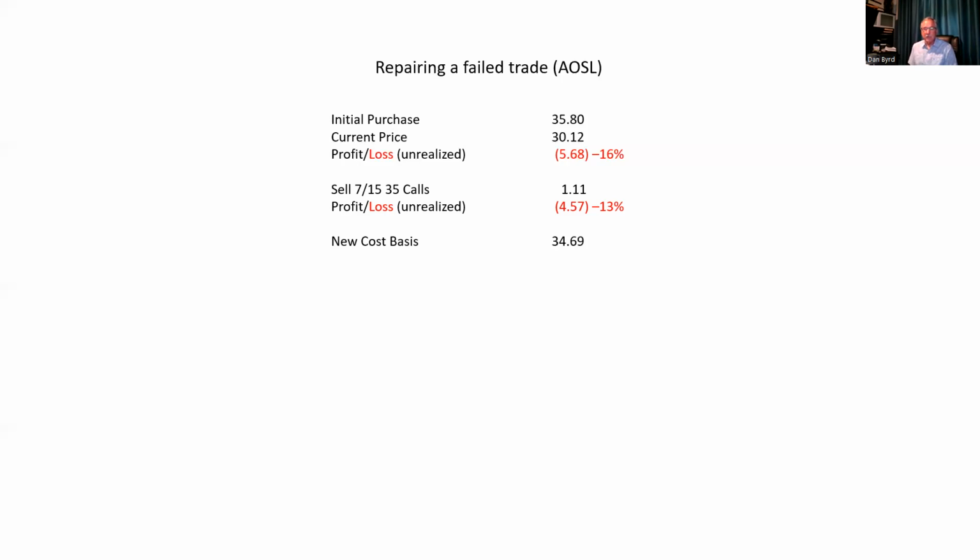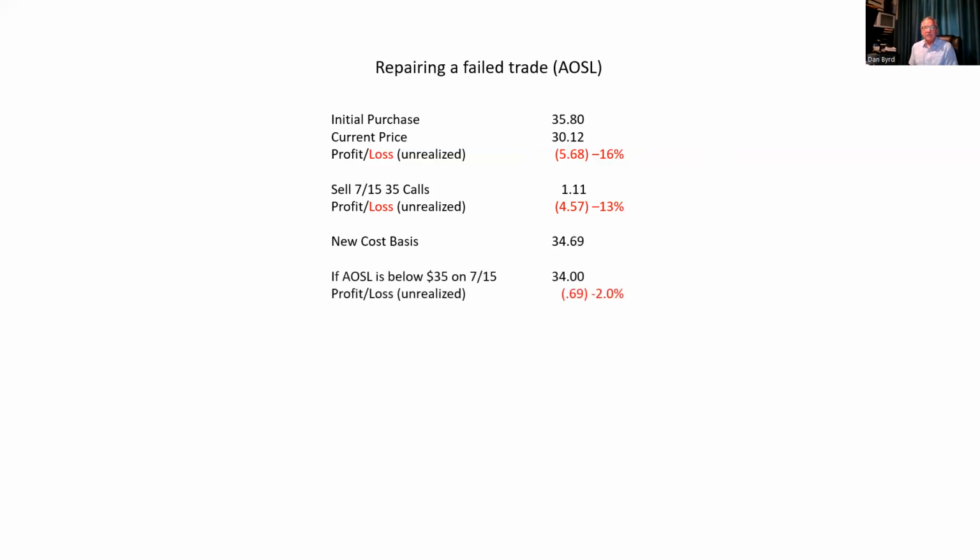So my cost basis goes down every time I do this. If I continue to do this, let's just assume for a second that it stays at $30, and I do the same thing next month. Then this goes down to 33, the next month to 32, the next month to 31. And eventually it goes to 30 and I break even if the stock doesn't move at all. Follow me so far? So there's the new cost basis, 34.69.